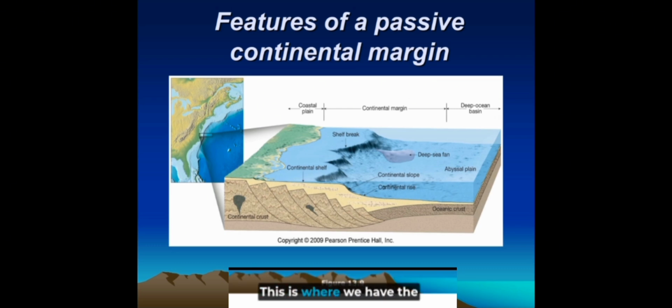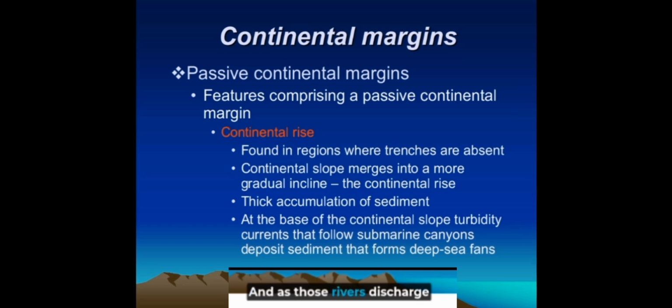This is where we have the sediment coming from our continents, especially from our rivers that are coming from the continents. And as those rivers discharge into the ocean, they are not just releasing their water, but all of the sediment as well. So that sediment is going to flow down this really steep slope and end up in these deep sea fans along our continental rises.